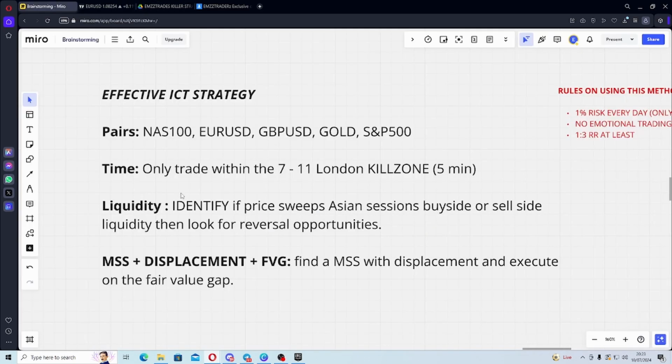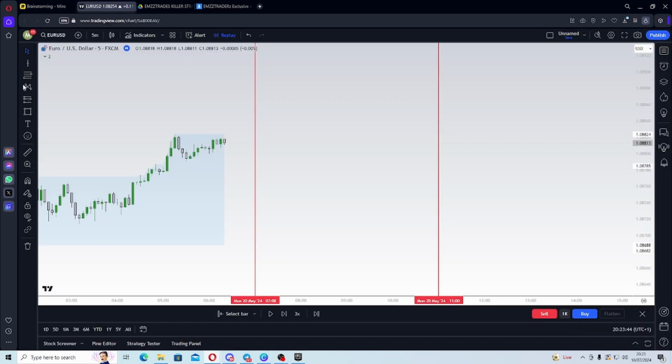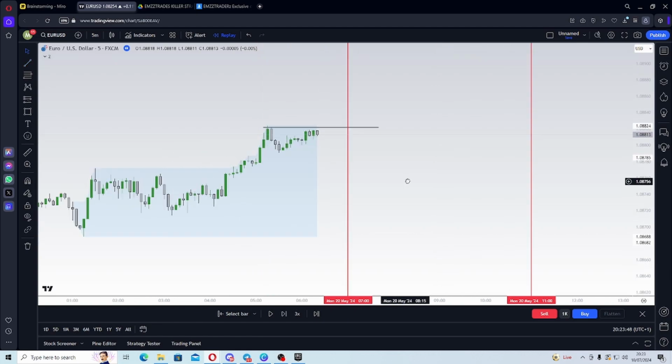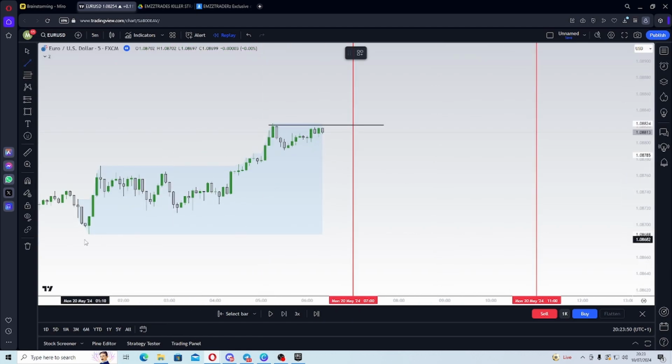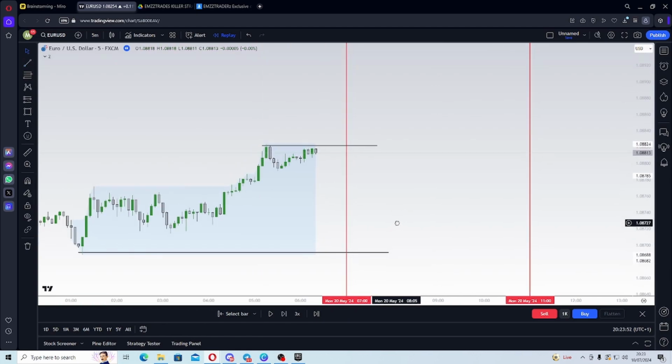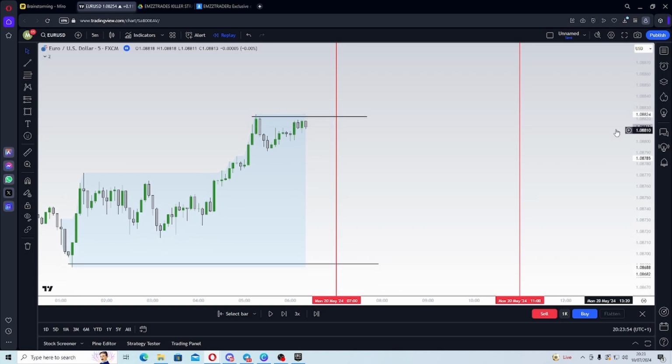Okay, now we need to identify if price sweeps Asian session's buy side or sell side liquidity, and what I mean by this is what side of Asian session actually swept, because the blue area is Asian session right here. So we have the lows and we have the highs, okay? And whichever side gets swept, we have to trade on the reversal, okay? So whichever side gets swept, let's say the highs got swept, we trade a sell, all right?